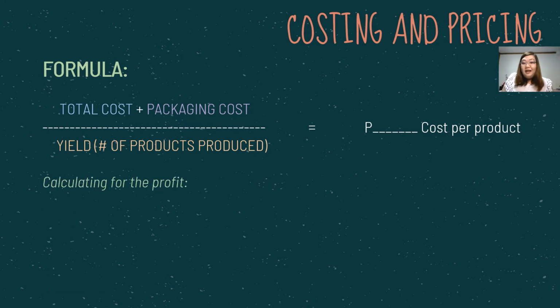And when you are calculating for the profit, you need the cost per product and you multiply it by the percent profit. Okay, the percent profit is not as difficult as it seems. Okay, the percent profit is what you decide. Okay, you will decide how much profit you want. For the food industry, it's usually minimum is 50%. Okay, minimum is 50%. You can decide 50% up to 300, 500%.